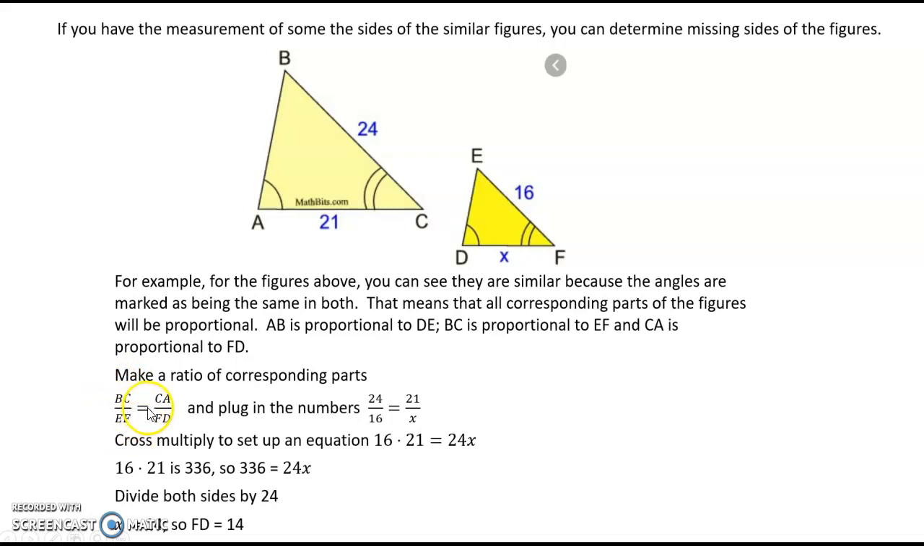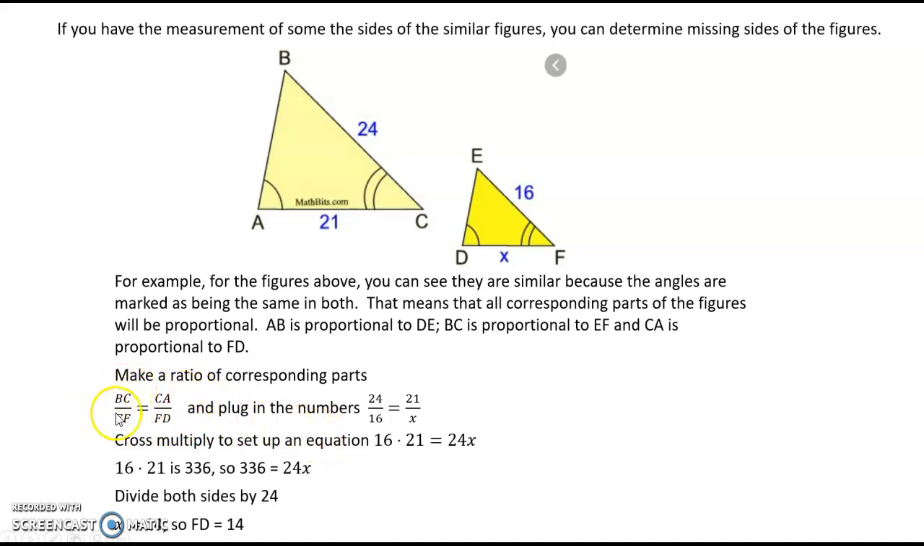And that is going to be the same ratio as CA and FD. So if these two sides match up, the ratio of those two sides will be equal to the ratio of these two sides. So we set that up, BC over EF equals CA over FD. And then we just plug in the numbers.